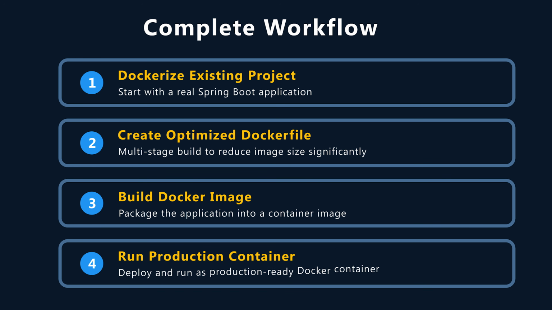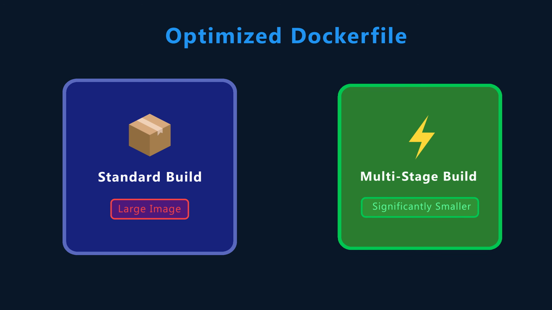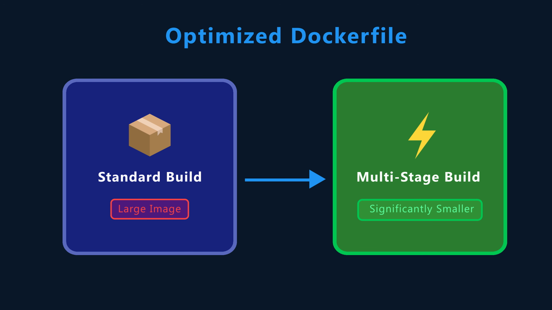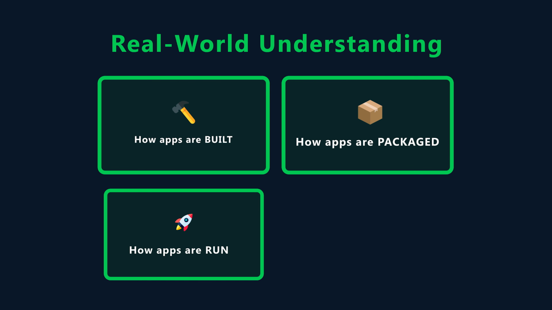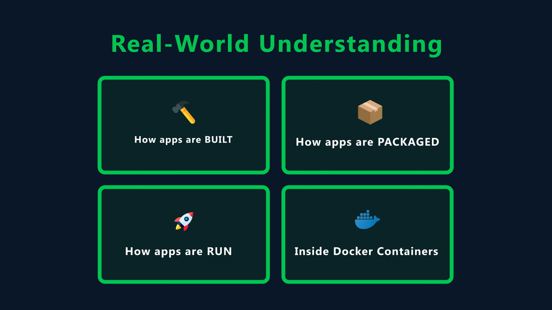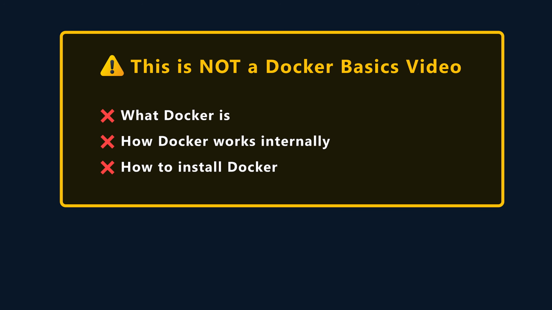We'll start by Dockerizing an existing Spring Boot project, then create a clean and optimized Dockerfile using a multi-stage build to significantly reduce the final image size. After that, we'll build the image and run the application as a production-ready Docker container. By the end of this video, we'll clearly understand how Spring Boot applications are built, packaged, and run inside Docker in real-world projects. This is not a Docker basics video.